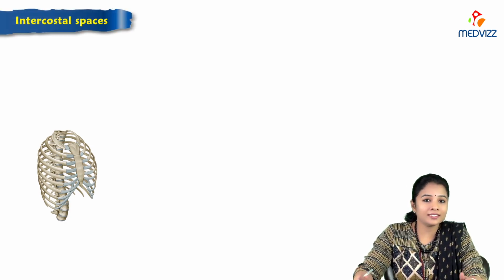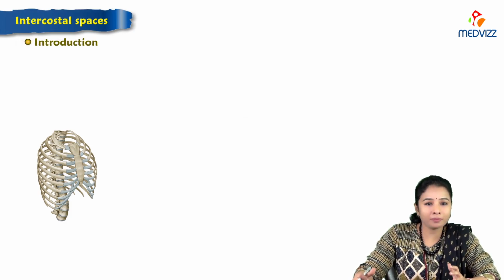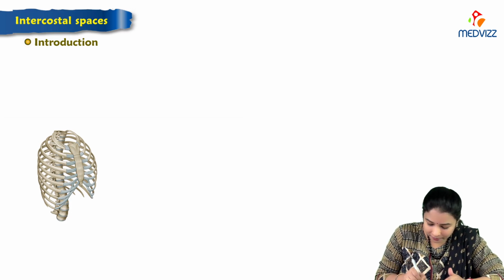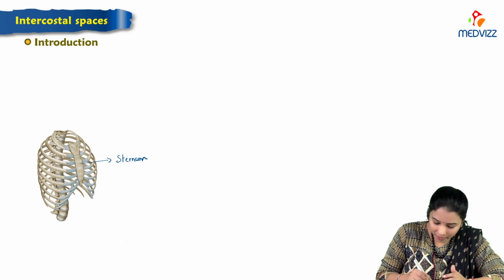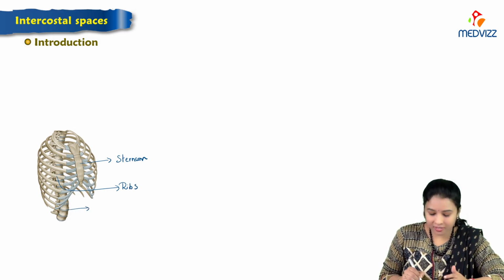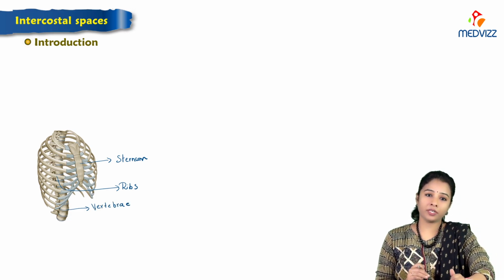Dear students, today's topic is about intercostal spaces. Here there is an image of the rib cage, where you can see anteriorly the sternum, and anteriorly and laterally it is formed by the ribs, and posteriorly we can see the vertebrae along with the intervertebral disc.